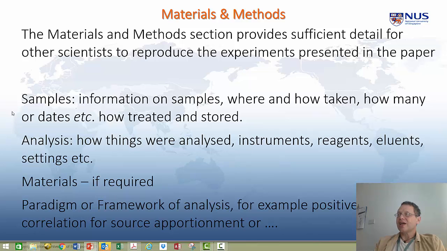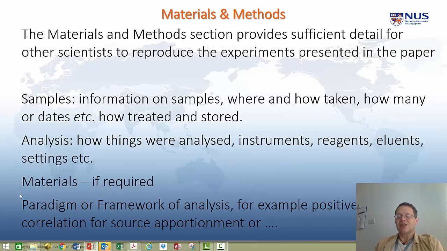On the other hand, if you've not got an environmental paper, you're likely not to have the first section. You might well have the second section, almost certainly, and you'd have a materials section if it's required. And finally, the last part of your methods and materials is your paradigm or your framework for analysis. What is your paradigm for your analysis, the tools that you've used?